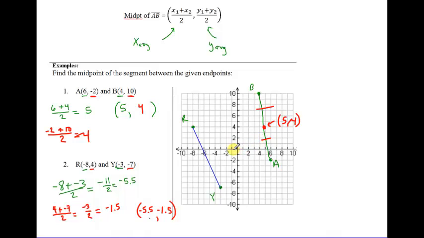If I go over -5.5 for my x, and then I go down 1.5, I'm right in the middle of this box, and I'm on the line, which is a good thing. So yes, that looks good. Does that look midpointy to you? Do these look equal? It does to me. So there's my midpoint on the graph.